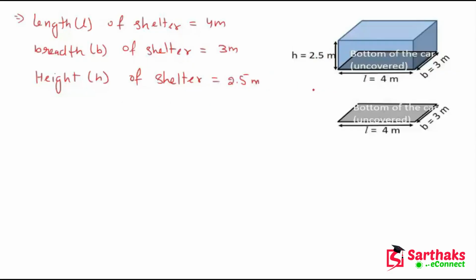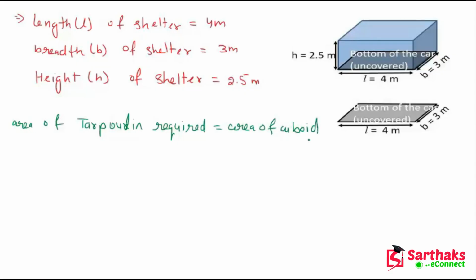Here the shelter covers the four sides of the car and the top of the car, and the bottom is uncovered. So we can write, area of tarpaulin required is equal to area of cuboid minus area of bottom. It means we have to subtract the area of the bottom from the area of this cuboid. I hope you understand these things, my dear friends.